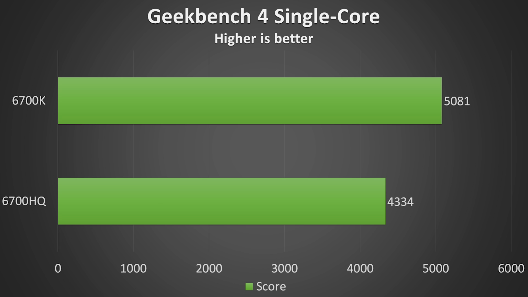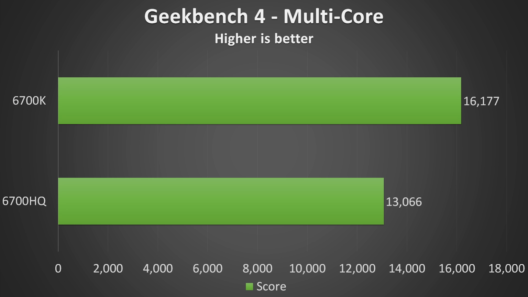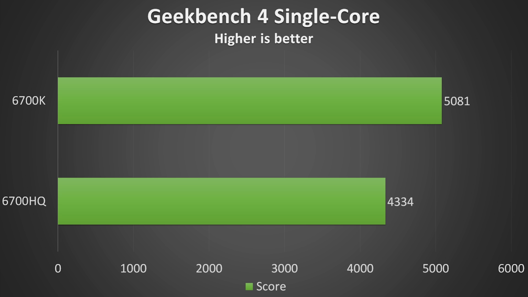In Geekbench 4, the 6700HQ got 4,334 for single-core performance and 13,066 for multi-core. The 6700K, on the other hand, got 5,081 for single-core performance and 16,177 for multi-core. These increases for the 6700K are starting to look fairly consistent. However, I think the difference in the way the turbo boost works shows here. The multi-core test shows the 6700K as performing around 19% better than the HQ chip. However, in the single-core test, the K chip is only performing around 15% better, a little bit less.